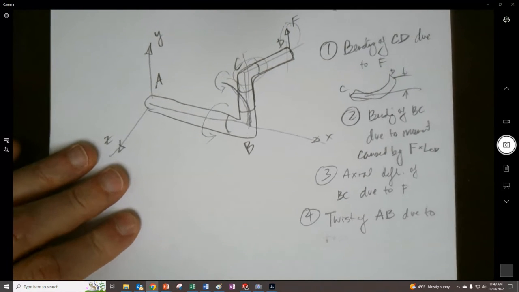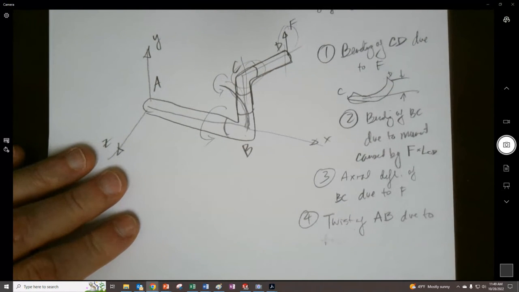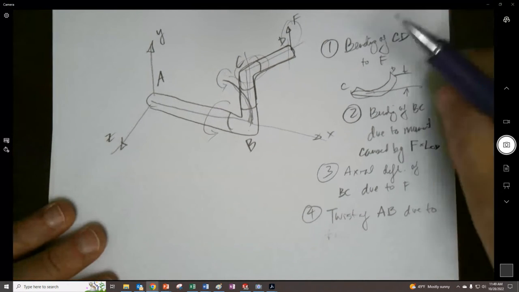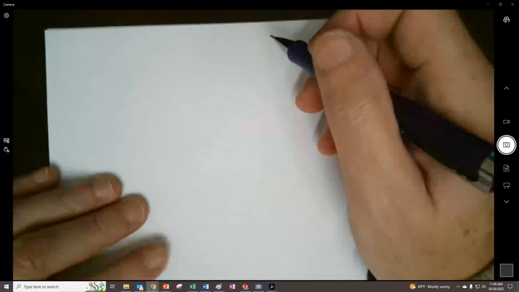Do you have requests? You want to do a quick pressure vessel problem? Yeah, I'm fine with a pressure vessel problem. Okay. Let's see. Let's think one up.